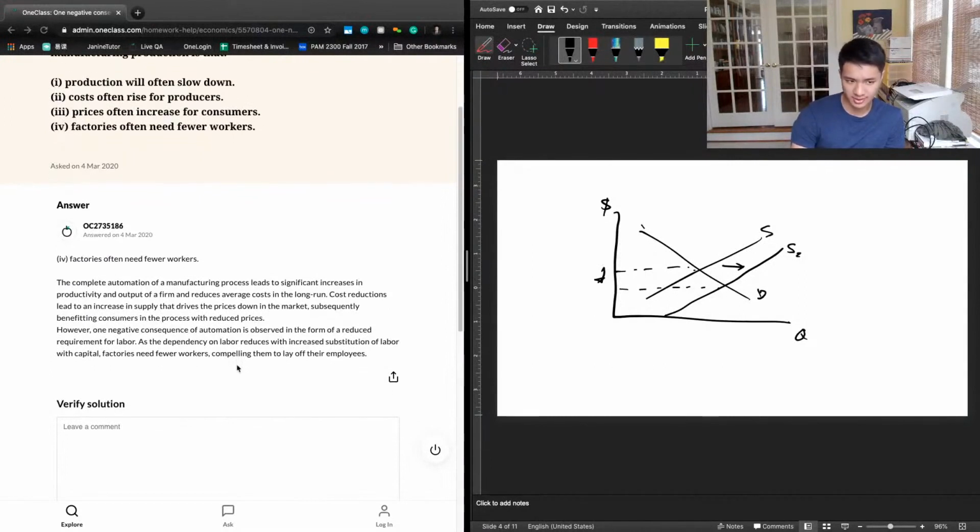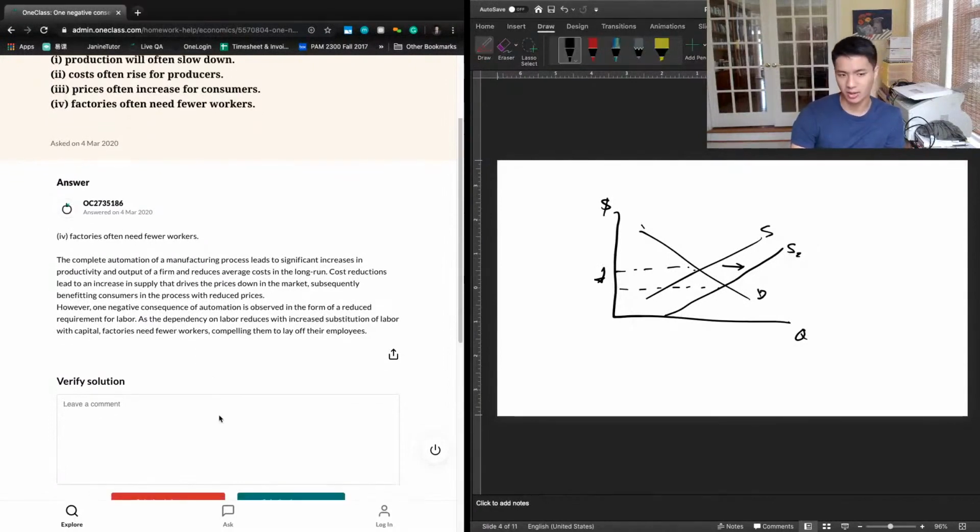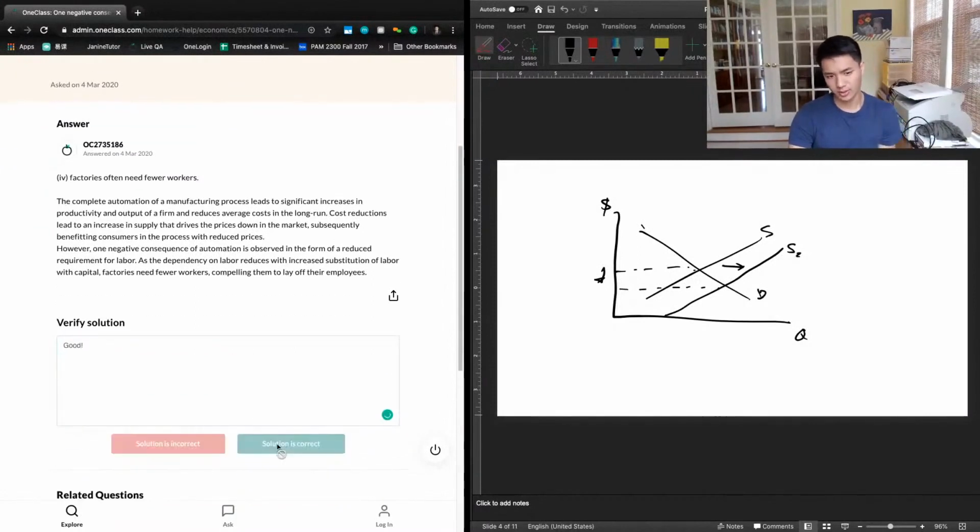However, one negative consequence of automation is observed in the form of a reduced requirement for labor. As the dependency on labor reduces with increased substitution of labor with capital, factories need fewer workers, compelling them to lay off their employees. So good. And we can mark that as correct.